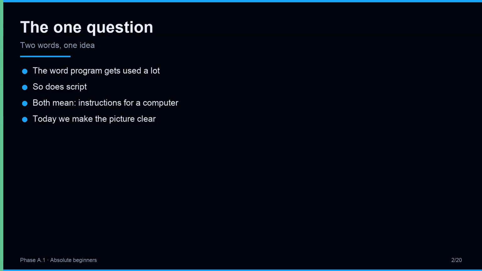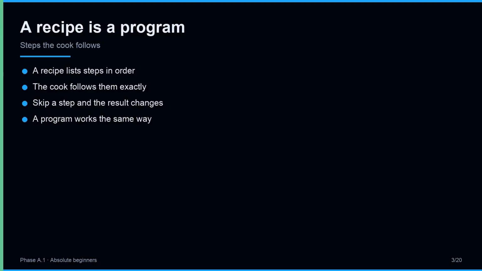A program is a set of instructions written in a file, and a script is just a smaller program. That is it. The two words point at the same idea, only the size and formality differ. Everything else we do today just unpacks those words until the picture in your mind is clear and steady. Hold that one sentence and the rest follows easily. Two words, one idea.